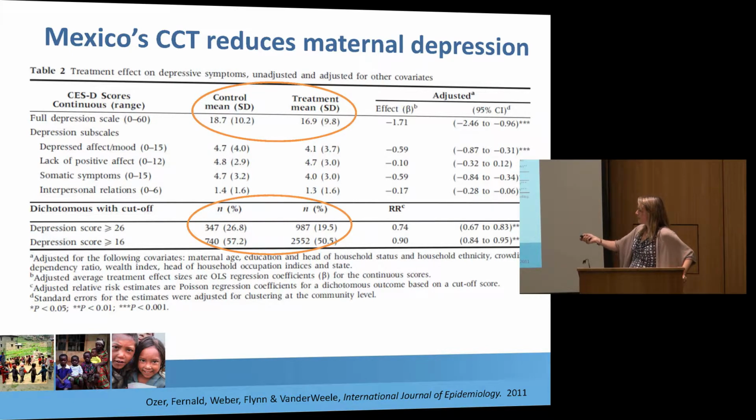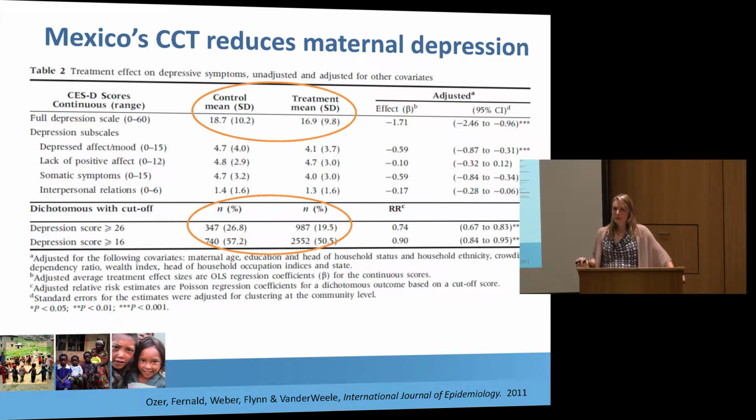Similarly, when you look at a depression score with a cutoff, we saw 57% in the control group versus 50% in the treatment group that had a depression score of over 16, which is the cutoff for a clinical depression of the CESD, risk for clinical depression in the US. And this score of 26 is considered also to be an appropriate score to use in Mexico, and we found 20% compared with 26%.